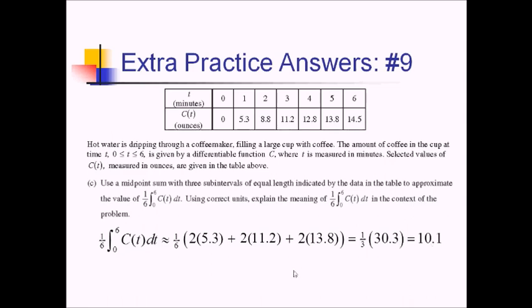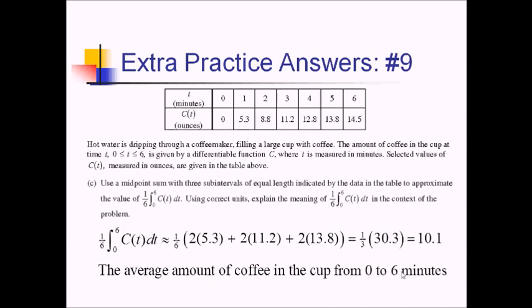So what does this mean? Right here, this is giving us the average amount of coffee in our cup, and we're going to have to add a few things here. So this is the average amount of coffee in a cup. What are the units on this? This is in ounces from 0 to 6 minutes. And I didn't put ounces up here, so I'm going to put it down here. So the average amount of coffee in the cup from 0 to 6 minutes is 10.1 ounces. There we go. We've got the units, we've got the amount, we've got the average, what it is, and we've got the time here.